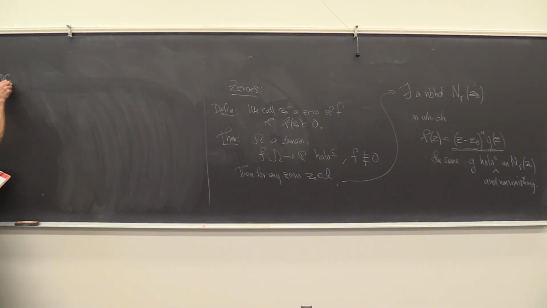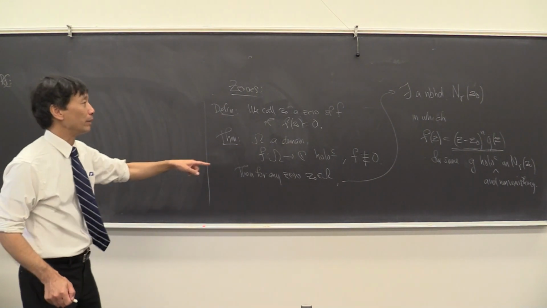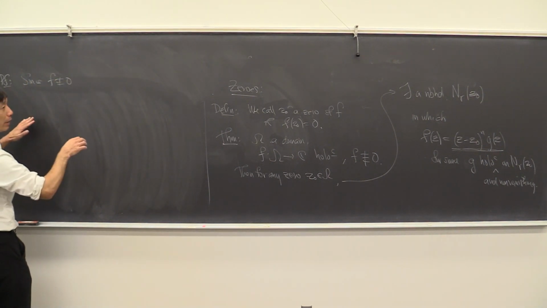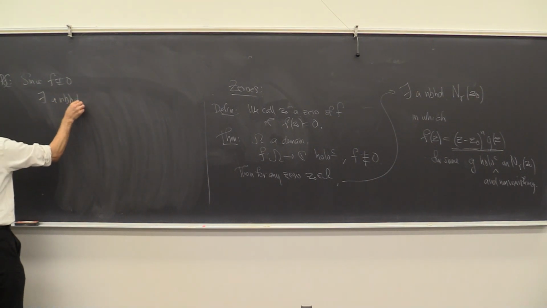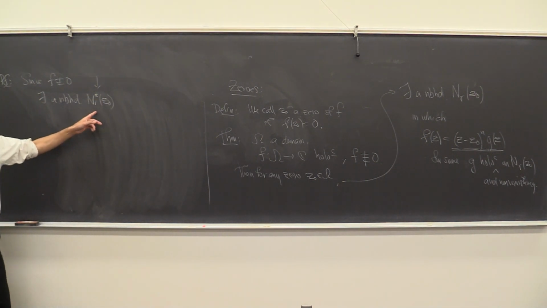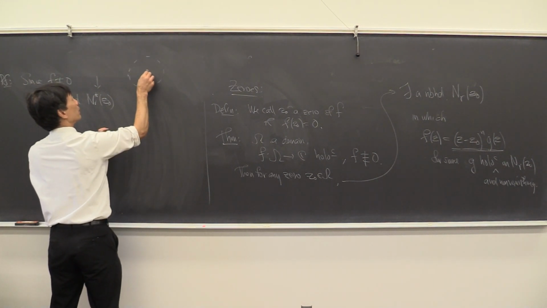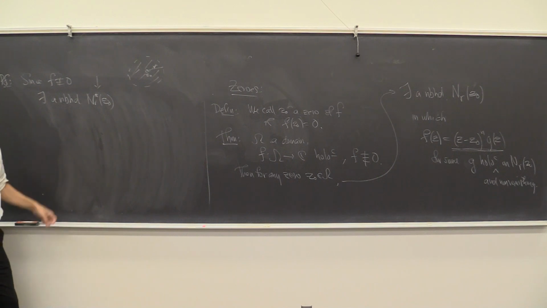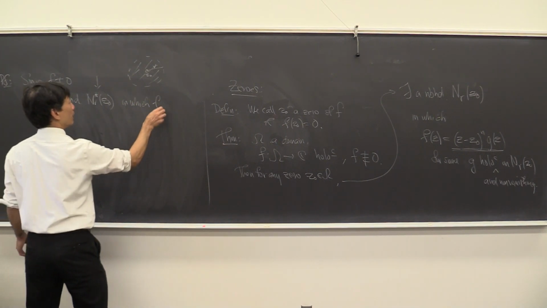The proof is pretty straightforward. Your function is not uniformly 0, so what does that tell you? Since f is not 0 everywhere, there must be some punctured neighborhood of z naught, which I denote with a star. It's what Stein calls a deleted neighborhood: everything but not including z naught itself. That's my notation. So there exists some punctured neighborhood in which f does not vanish.